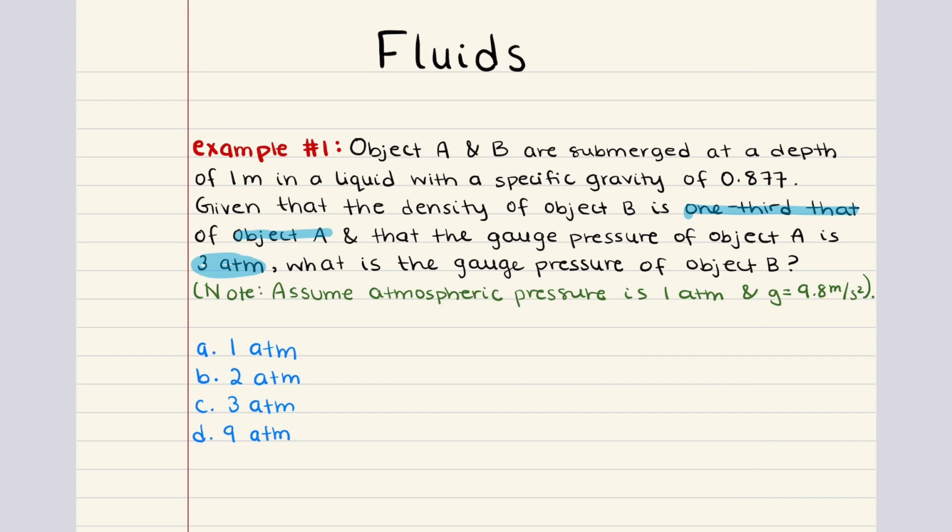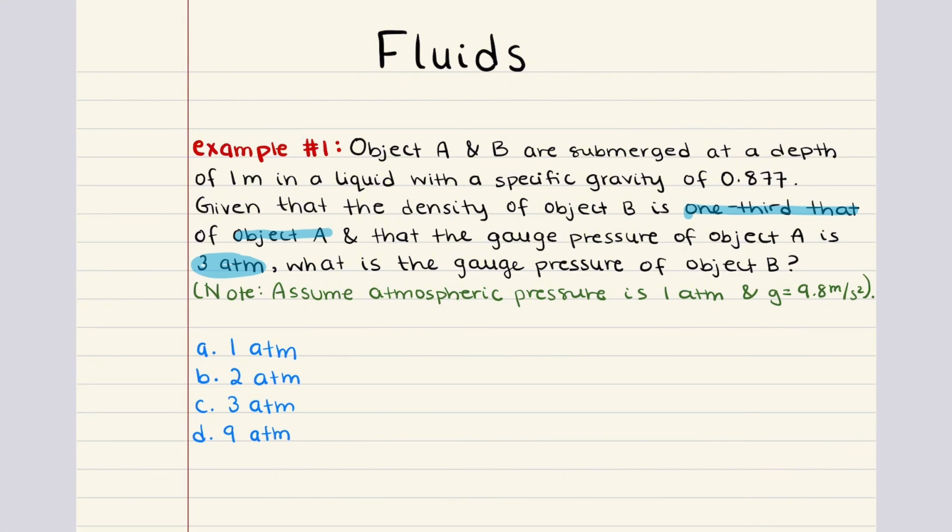Now, the key idea here is that gauge pressure only depends on the properties of the fluid and the depth at which an object is submerged. It does not depend on the object's density. Since both objects A and B are submerged at the same depth of 1 meter in the same fluid, their gauge pressures will be identical regardless of their densities.